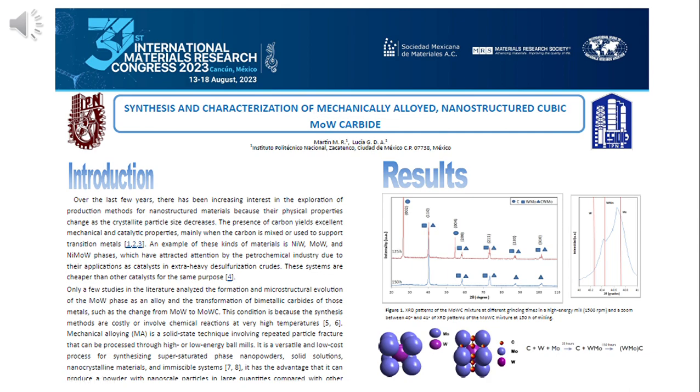I'm going to present my work named Synthesis and Characterization of Mechanically Alloyed Nanostructure Cubic Molybdenum Tungsten Carbide. In this work, the synthesis and characterization of nanostructure molybdenum tungsten carbide were carried out by mechanical alloying with a mixture of elemental powders at different grinding times. The formation of a solid solution was observed at 150 hours of milling.